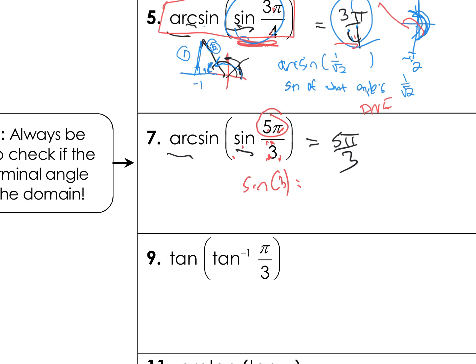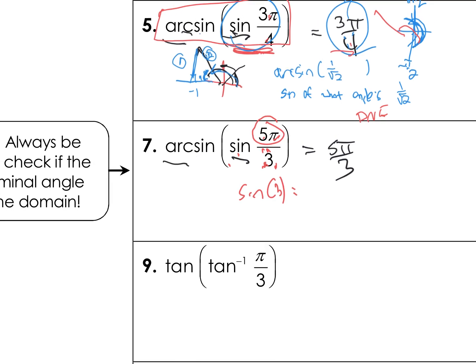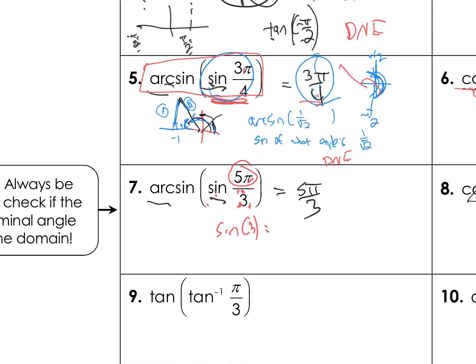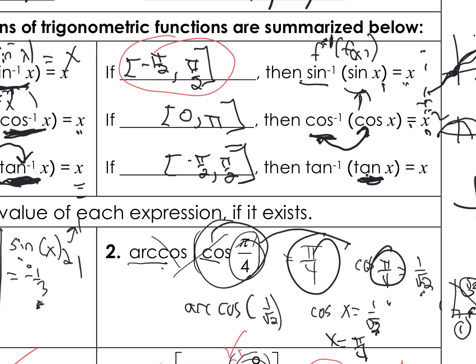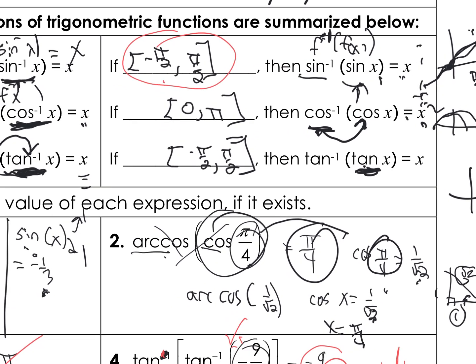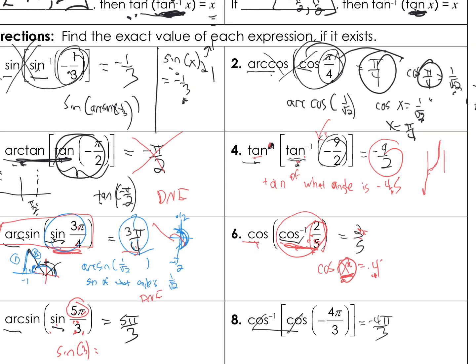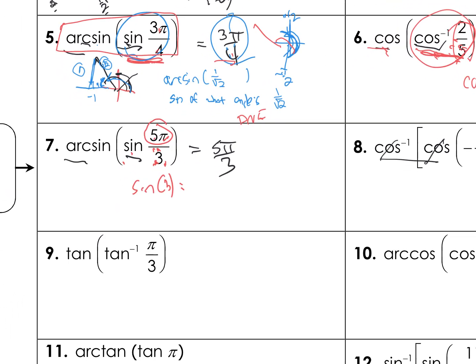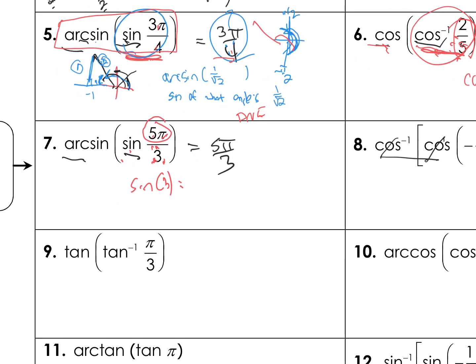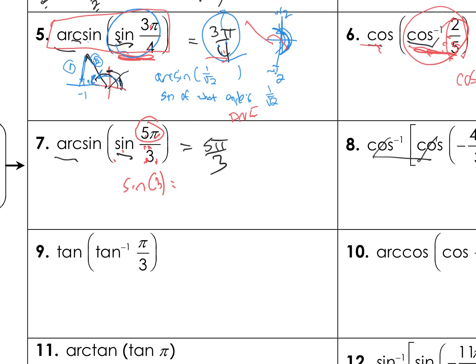Let's see if I'm in the right domain there. Arc sine of sine, is that similar to what we just did? Arc sine of sine has to be between negative pi over 2 and pi over 2. That's negative 1.5 something to 1.5 something. I think I'm okay. 8.